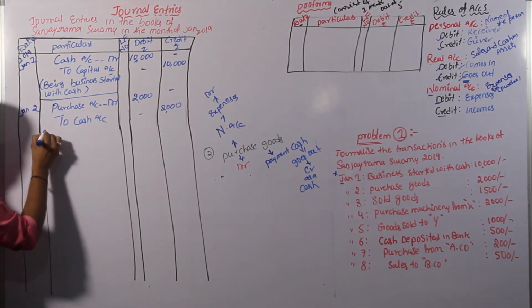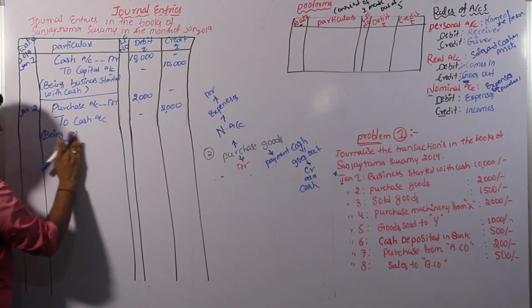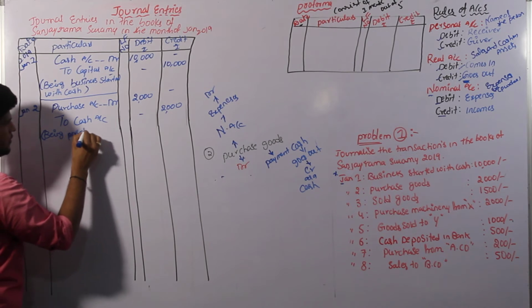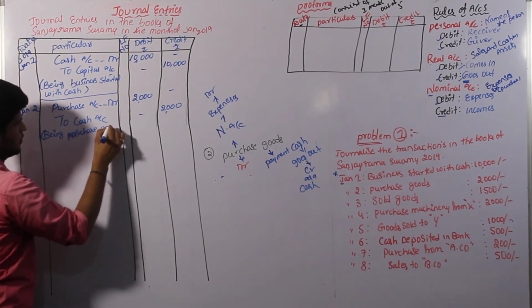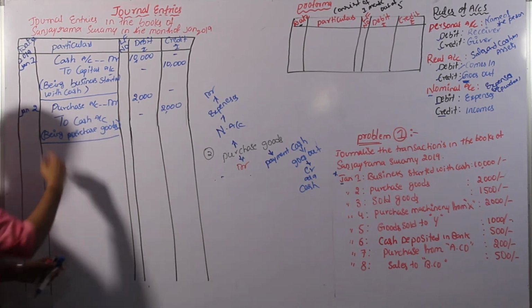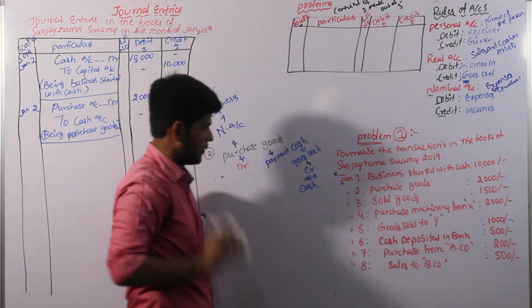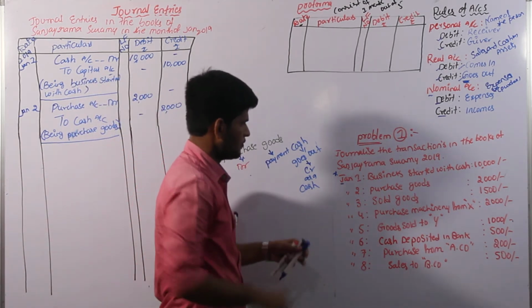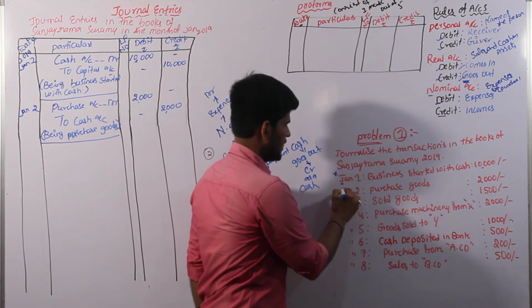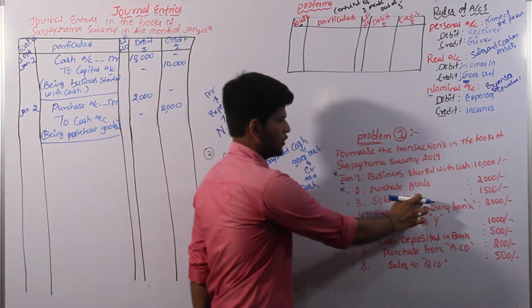We have to write narration being purchase goods. So the first day transaction is completed, and the second day transaction is also completed. Come to the next one, that is the third transaction. We can cancel the second transaction and come to the third transaction. The third transaction is sold goods.